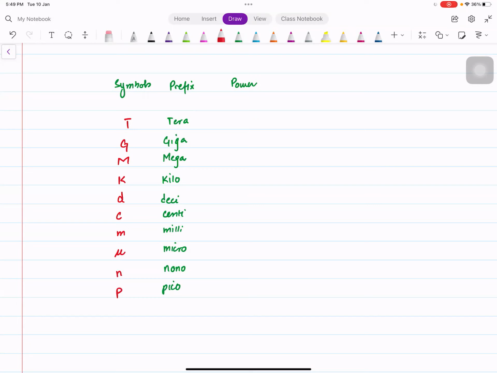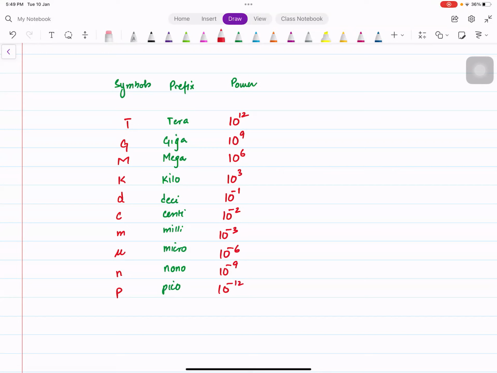Now the power goes like this. All the capital letters, K, M, G, T, have larger powers in positives: 10 raised to power 3, then 10 raised to power 6, 10 raised to power 9, 10 raised to power 12. The ones in smaller letters have negative powers: 10 raised to minus 1, 10 raised to minus 2, 10 raised to minus 3. And then 10 raised to minus 6, 10 raised to minus 9, and 10 raised to minus 12. So these are the ones you need to remember.